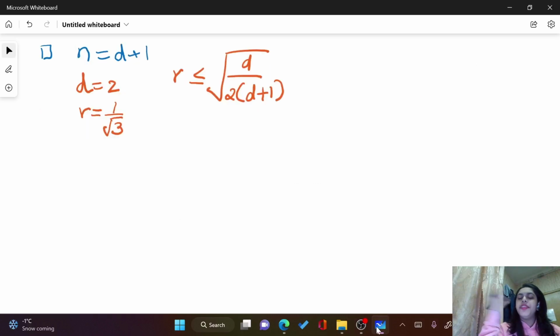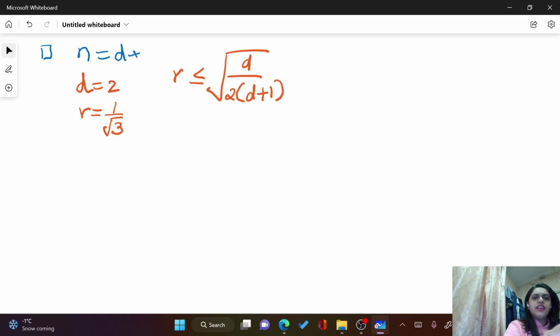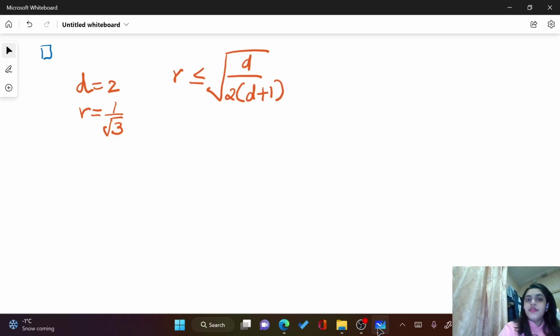Before we start the proof, let's see the situation when n will be equal to d plus 1, and when d is equal to 2. I did not mention n, so let's just forget about n for a while. When d is equal to 2, let's calculate the radius. The radius is going to be 1 upon root 3. It's not very difficult to calculate.